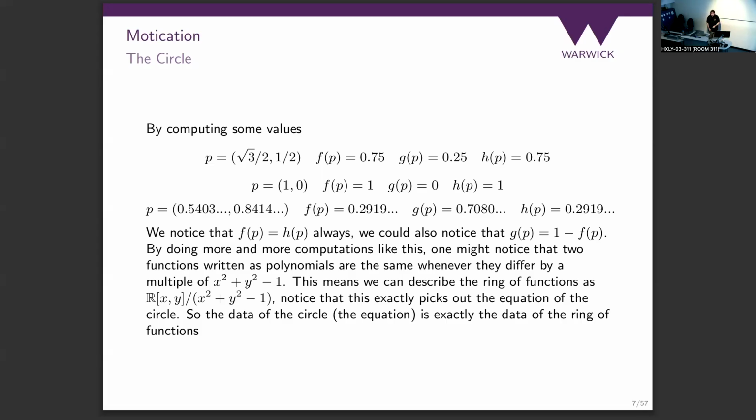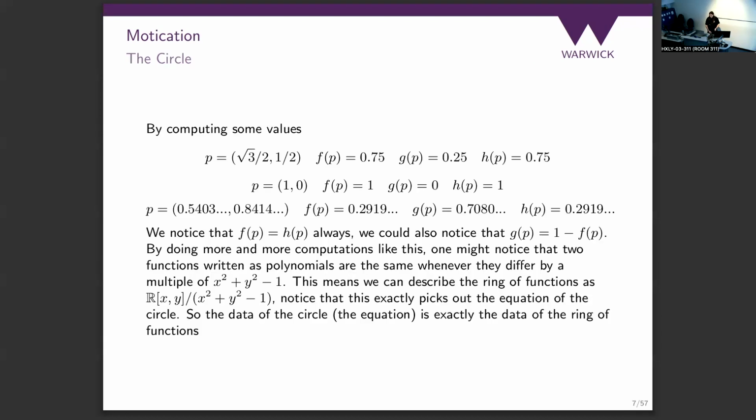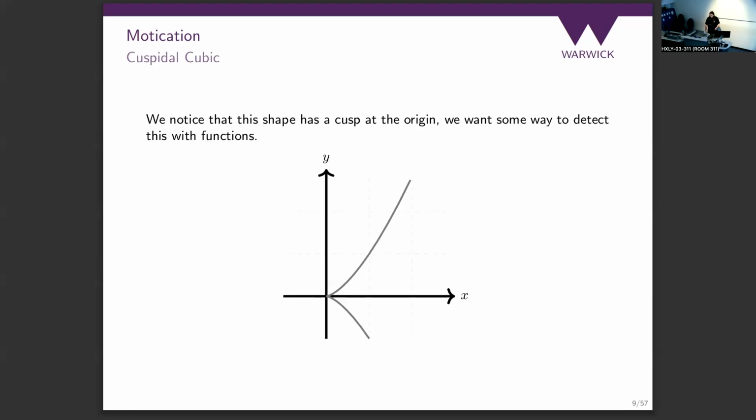For a more complicated example, for more information we can learn by looking at functions, we take the cuspidal cubic. It's an annoying little shape. It's got a little cusp here in the middle, which makes life awful sometimes. It's parameterized by this thing up here. And we look at the functions here. We want to be able to detect this annoying point with functions.